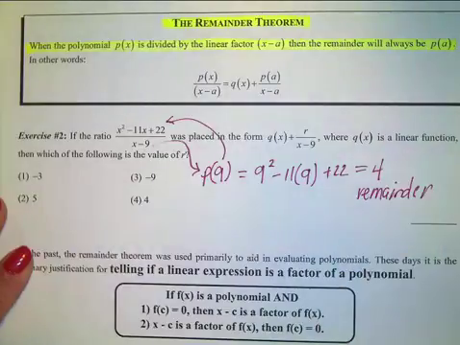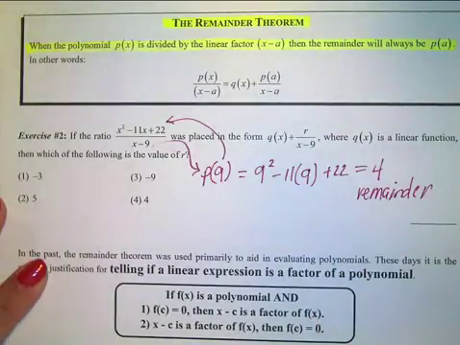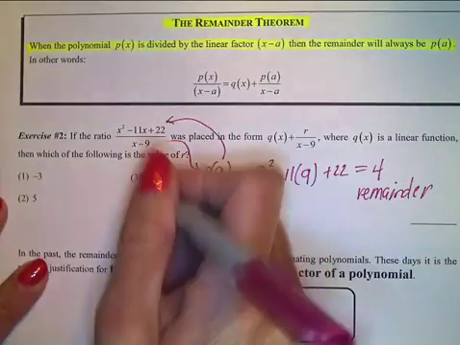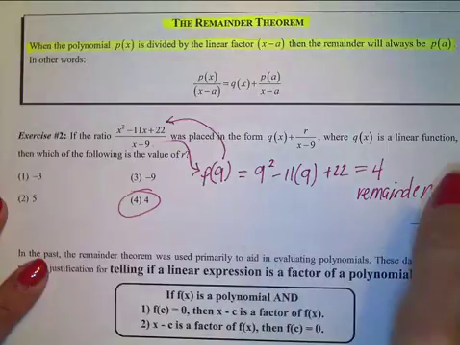So since it doesn't equal 0, x minus 9 does not go into that polynomial or quadratic evenly. So it's not a factor. So your answer is choice 4.